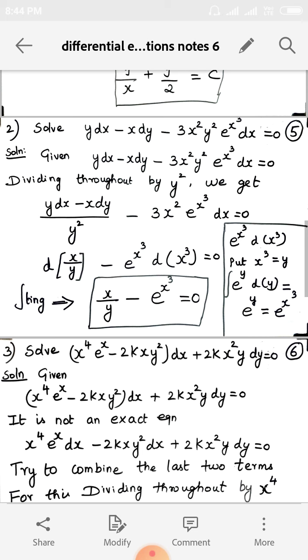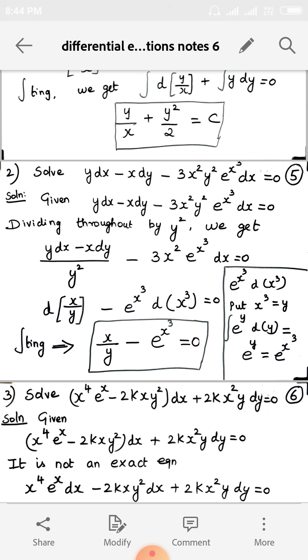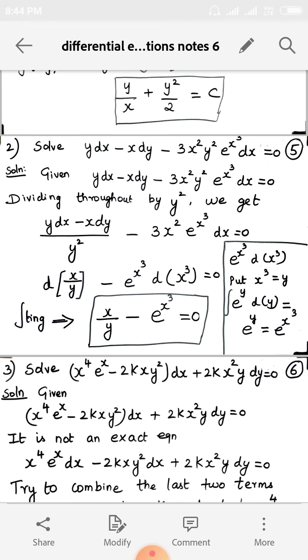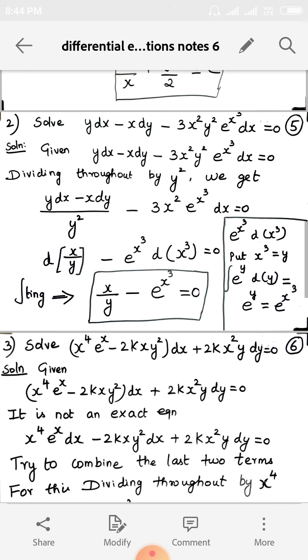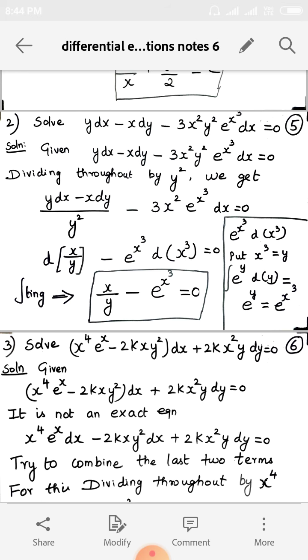See the next sum. Solve y dx minus x dy minus 3x square y square e power x cube into dx is equal to 0. So write the given equation. Now just divide throughout by y square. We get y dx minus x dy by y square minus 3x square e power x cube into dx is equal to 0. First just combine the first two terms.